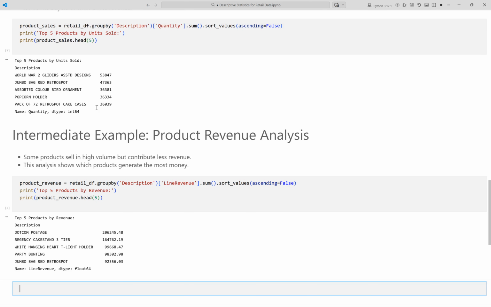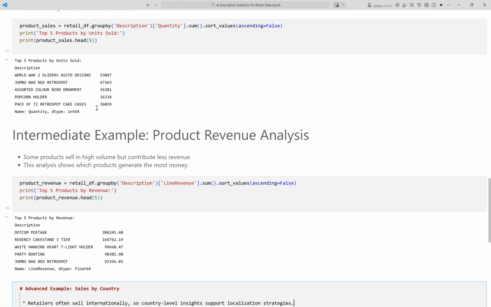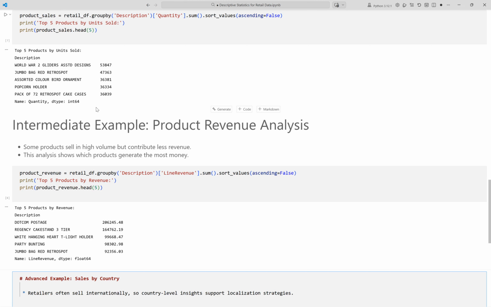Advanced example: sales by country. Retailers often sell internationally, so country-level insights support localization strategies. Comparing revenues by country uncovers regional strengths and weaknesses. Running the cell now.